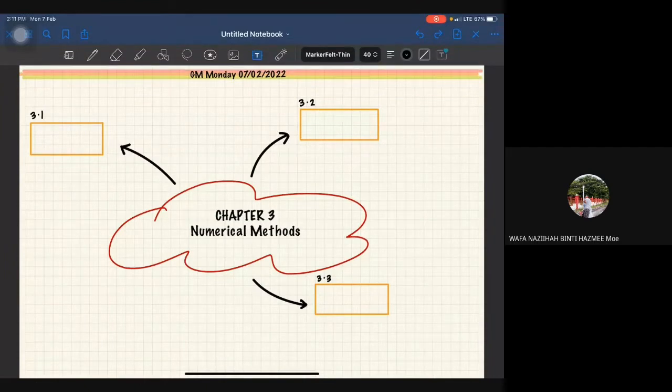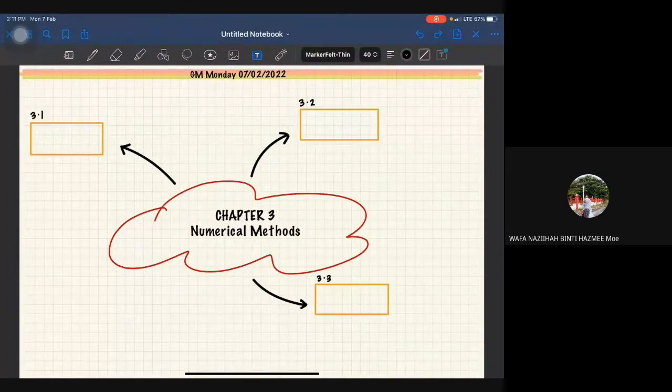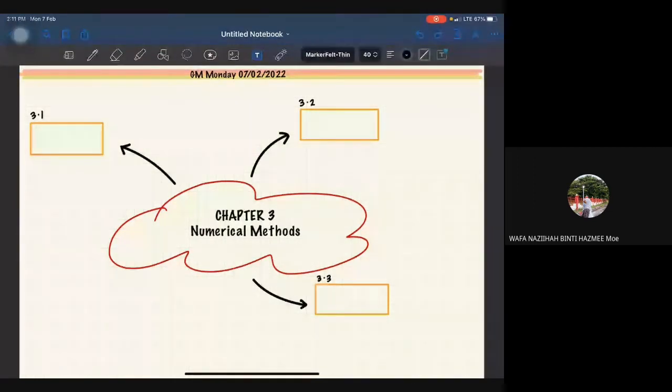Okay, so basically in 3.1, what do you learn? What do you learn in 3.1? So earlier Azrul said 3.1 is tiring because of drawing graphs. Okay, so why? Why do you need to do graphs? Finding roots, okay, right? So the main topic in 3.1, our subtopic, is finding roots. Okay, so I write here: it is finding roots.